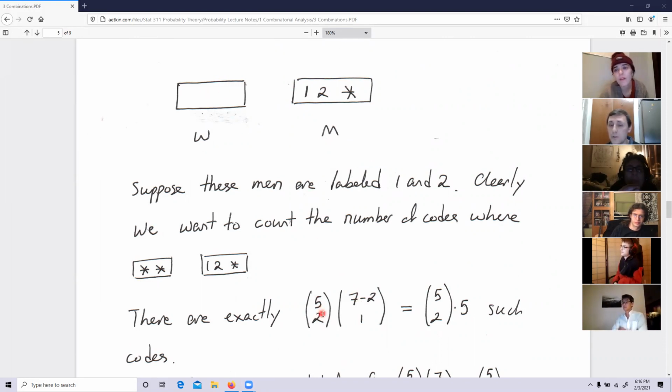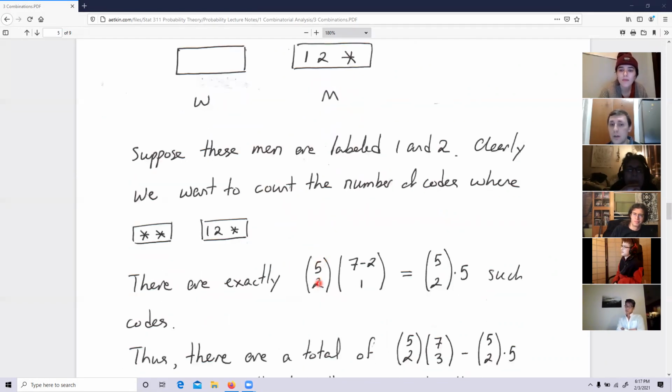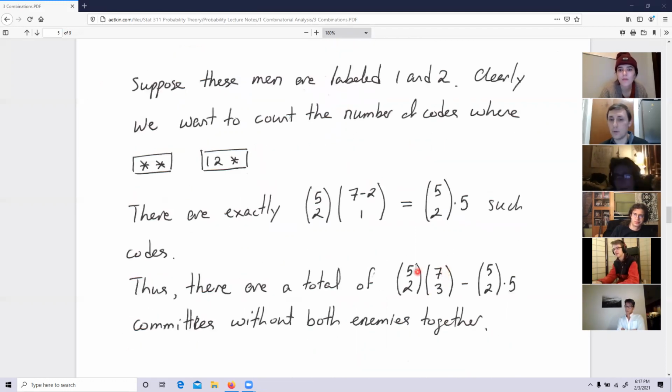So it's 5 choose 2. There are 5 women, select any 2. So there are exactly 5 choose 2 multiplied by 5 codes that correspond to impossible committees. Do you agree? And all I now need to do is the total number of documents is 5 choose 2 times 7 choose 3. From those documents, I need to remove the documents that represent impossible committees. Yes? So I just take this number and subtract. So 5 choose 2 multiplied by 7 choose 3 minus 5 choose 2 times 5. Good?